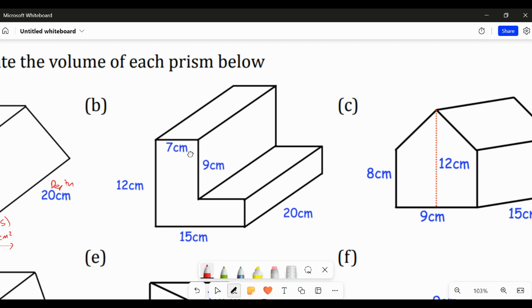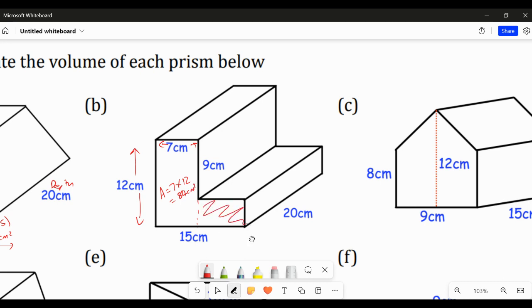For question B, we have an L shape, so we need to find the area of this front of it over here, which is your L shape for this. Okay, so to do that, we are going to break it up into rectangles. I need to find the dimensions of each of the rectangles and only use the dimensions that I need to find the area. So this is going to be the length of this upper rectangle, and this is the width. So the area of this is going to be 7 times 12, which is 84 centimeters squared.